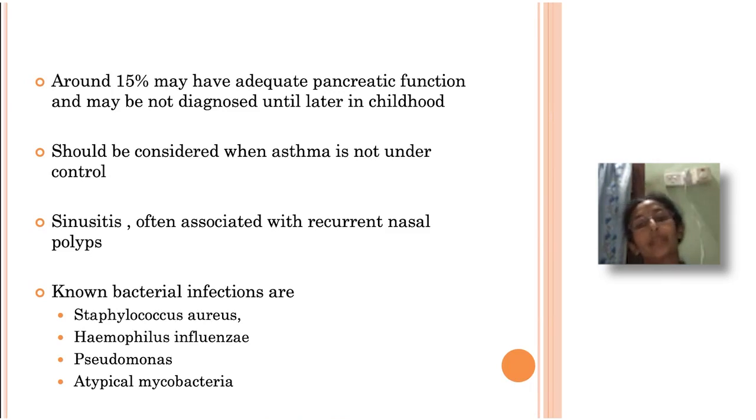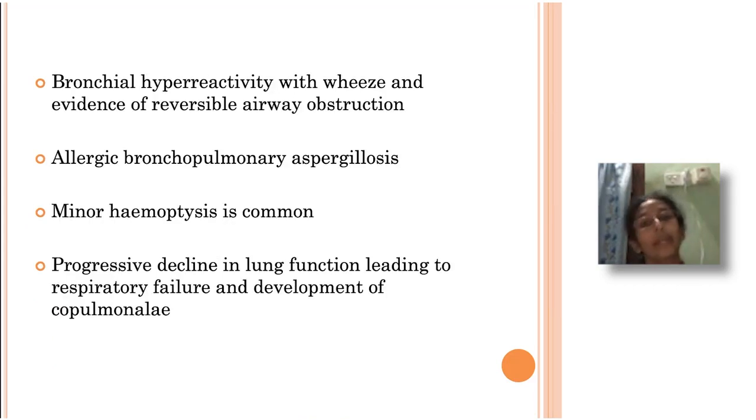Sinusitis, often associated with recurrent nasal polyps, may be seen in these children. The non-bacterial infections are Staphylococcus, Haemophilus influenzae, Pseudomonas, and atypical mycobacteria. So when these kids are getting these infections, we have to think about whether it is a possible cause for cystic fibrosis. Bronchial hyperactivity with wheeze and evidence of reversible airway obstruction are common.